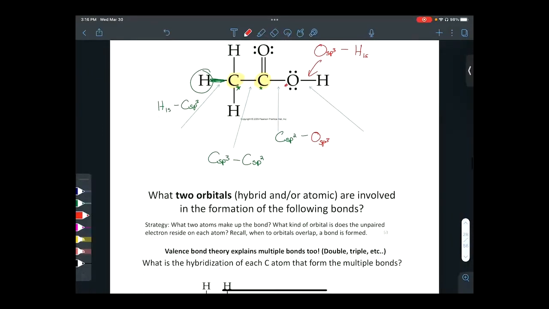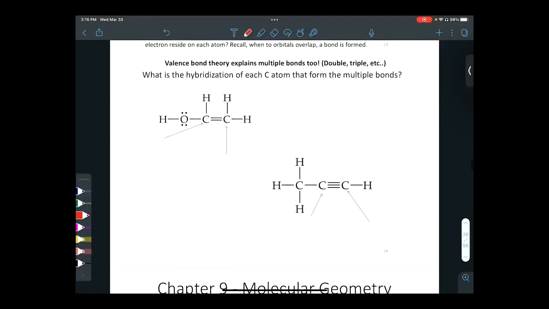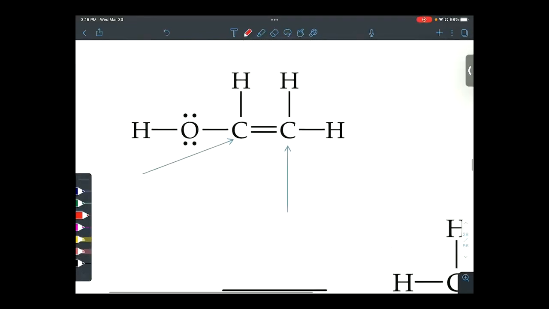So we'll go a little bit deeper into valence bond theory and talk about multiple bonding, because within Lewis structures and VSEPR theory, they didn't distinguish single, double, and triple bonds at all. The strength of valence bond theory is that we can talk about double and triple bonds and what makes them unique based upon the idea of orbital overlap. So let's do this again. What are the hybridizations of these two carbons?